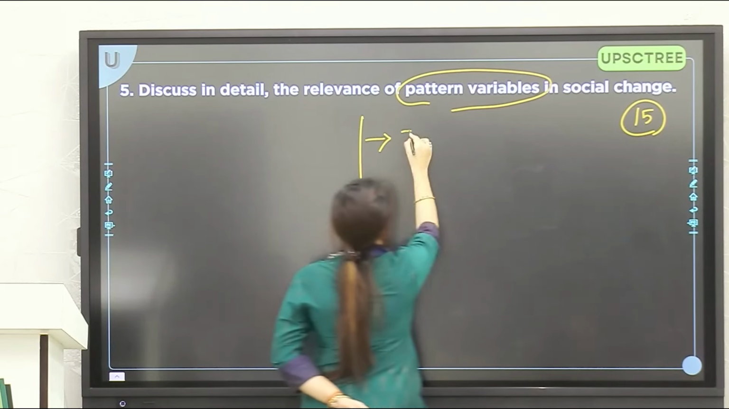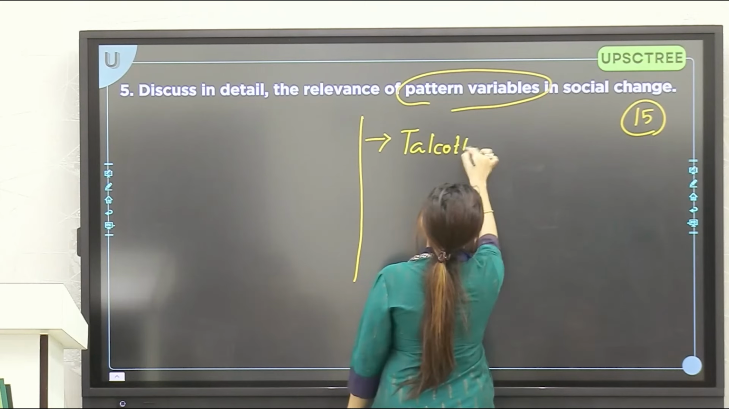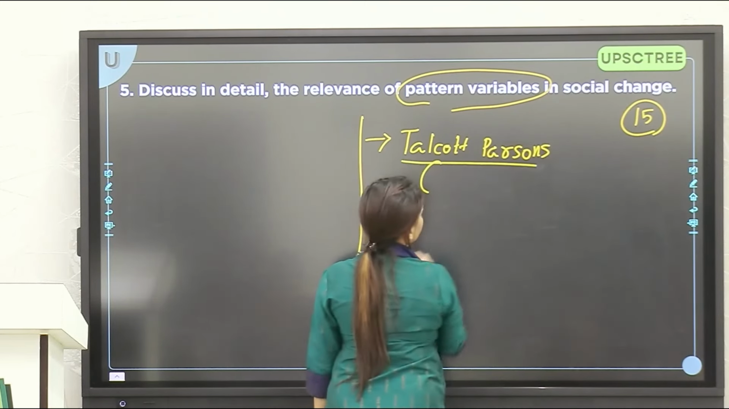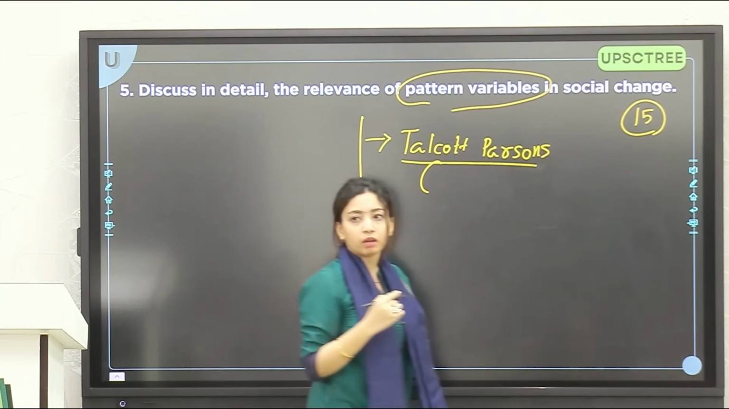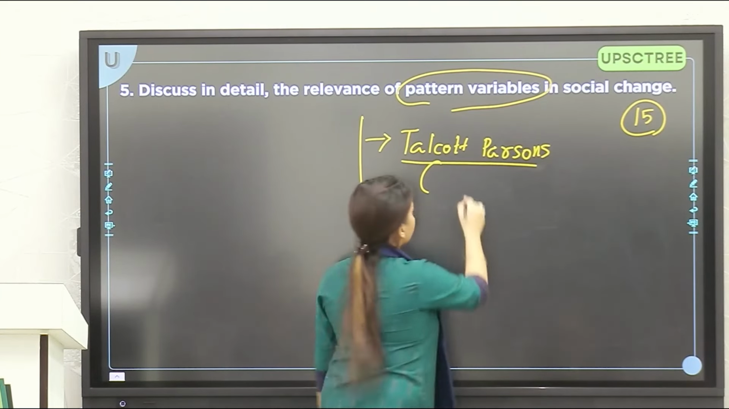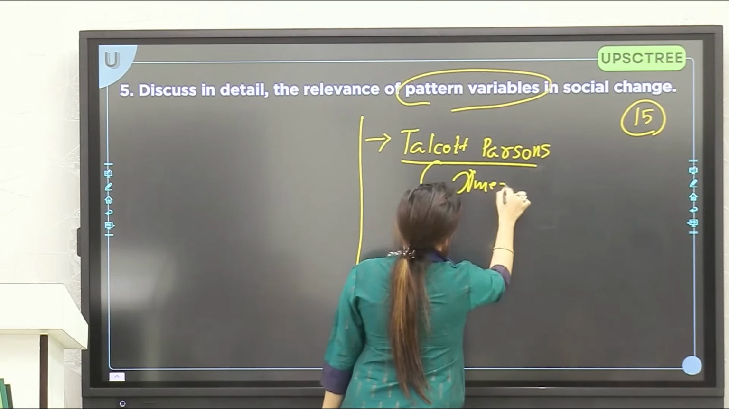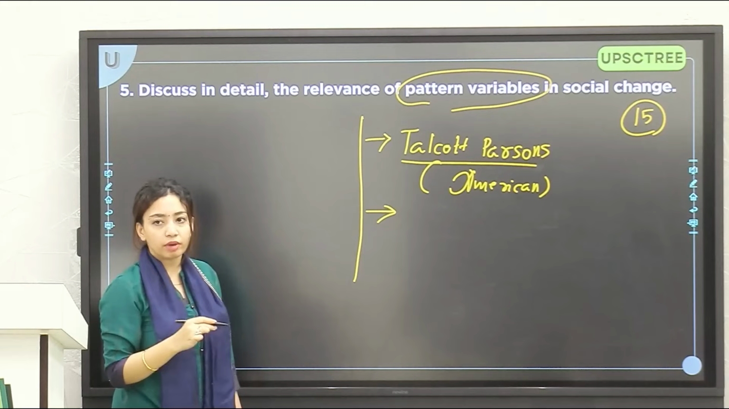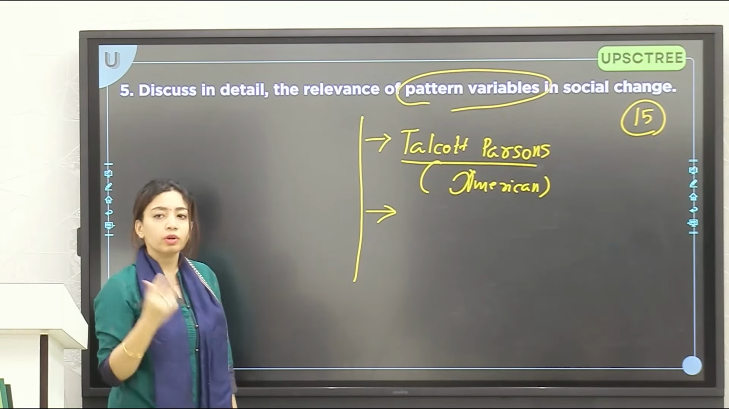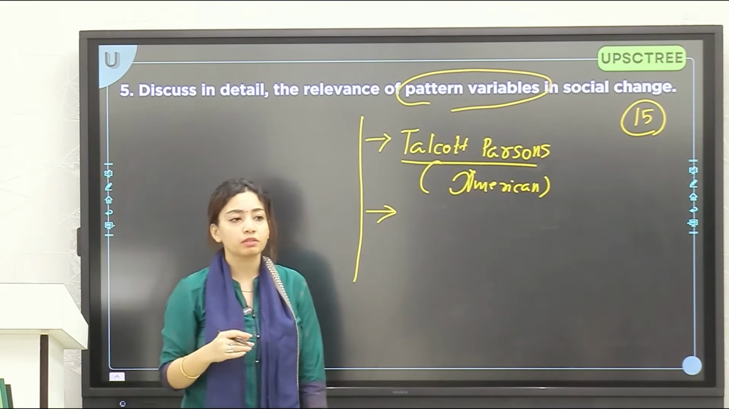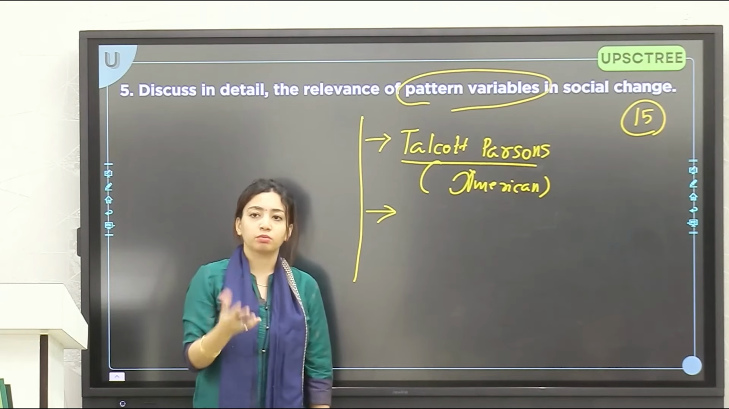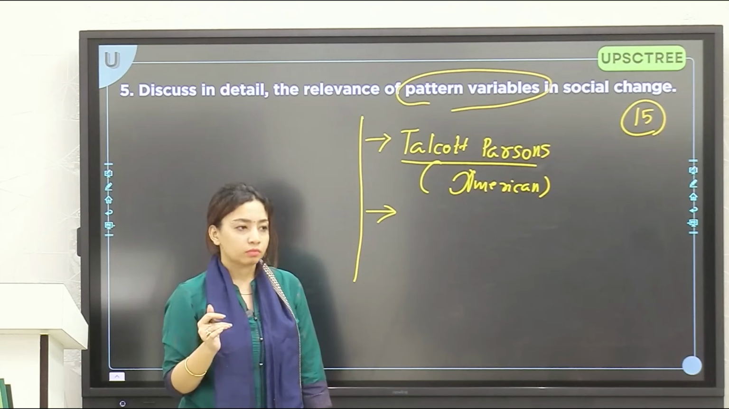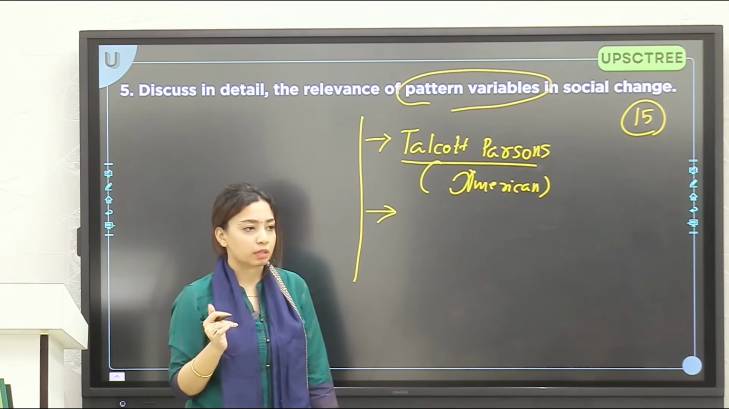Very good. Talcott Parsons. What is his nationality? Very good, American. Where did he talk about pattern variables? What are the theories given by Talcott Parsons? At least which are there in our syllabus? Social action and social system. Okay.